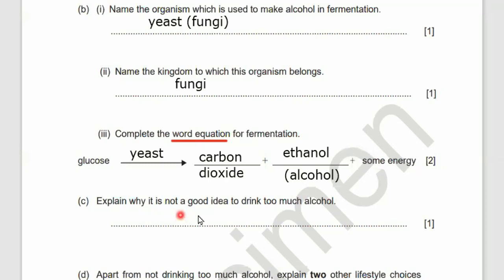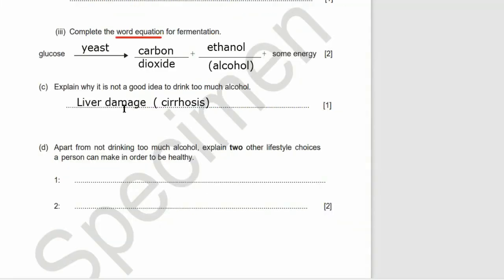C, explain why it is not a good idea to drink too much alcohol. Well, alcohol can do lots of bad things, but the things they're mainly looking for is liver damage, brain damage, and it can help you put on weight. It's a depressant. So it's not good.